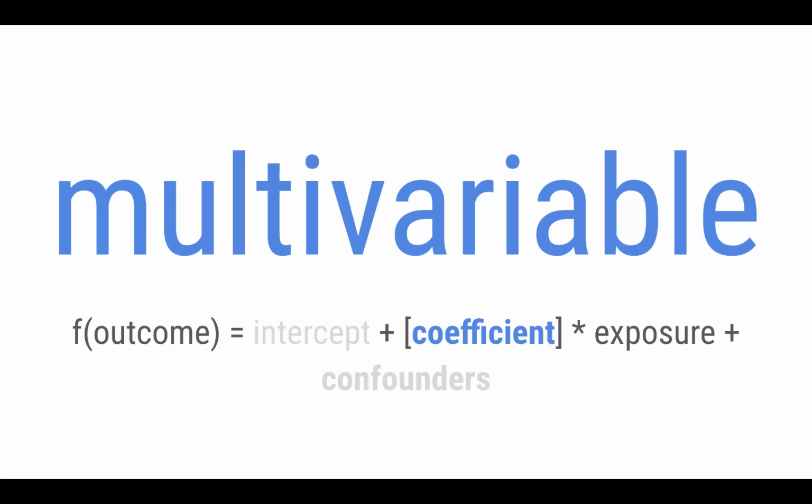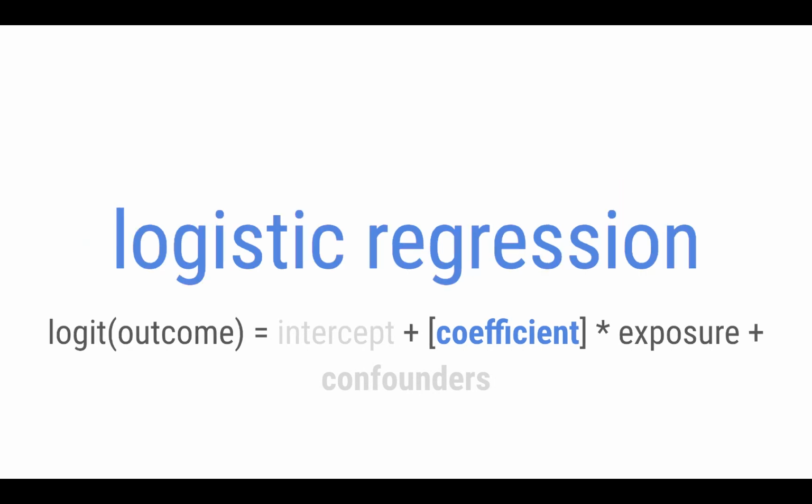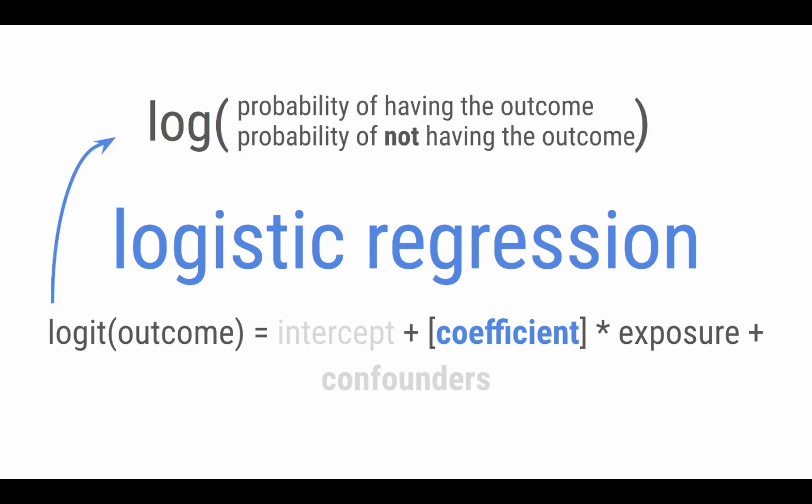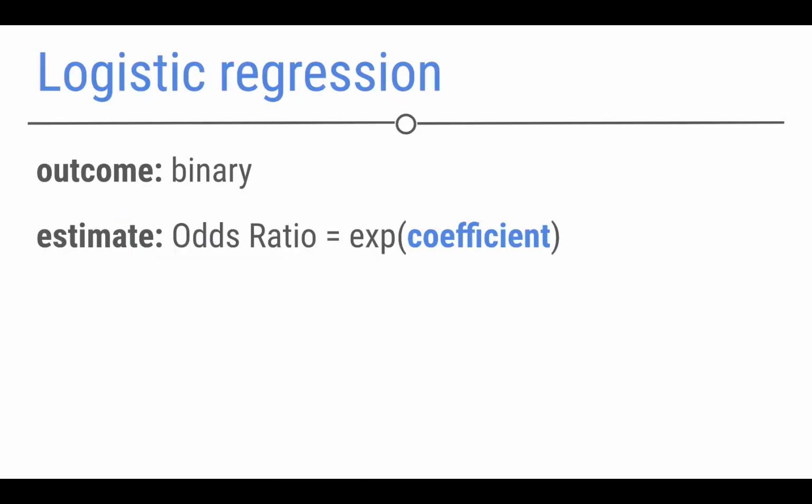Remember how we were talking about how there are different functions of the outcome that we can use in order to create these models. For logistic regression, the function of the outcome is going to be the logit. The logit is defined as the log of the probability of having the outcome divided by the probability of not having the outcome. Here our estimate is going to be an odds ratio, which is a transformation of the coefficient. It's an exponentiation of the coefficient from that model that we just discussed.